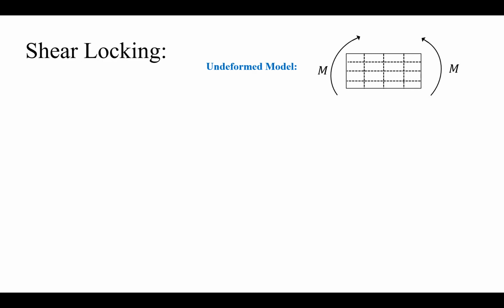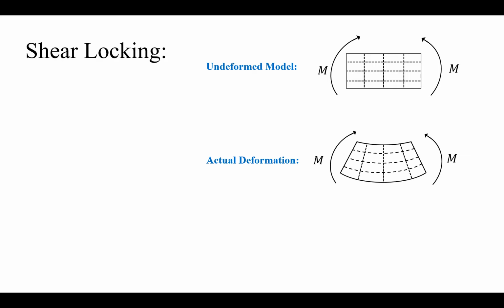This is the undeformed model that you have under bending. That's the positive bending that I'm showing you. After deformation, that's the actual deformation. That's what you're going to see in reality, in experiments. You're going to have curved edges, where the top would be under compression, the bottom would be under tension, and the midpoint would be the neutral axis.